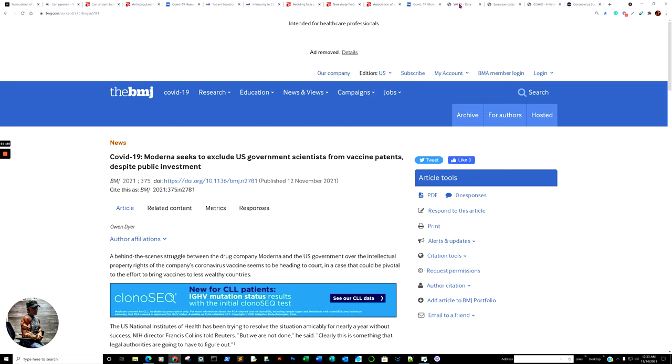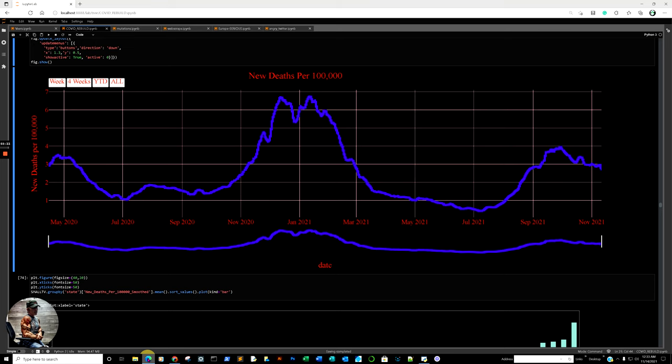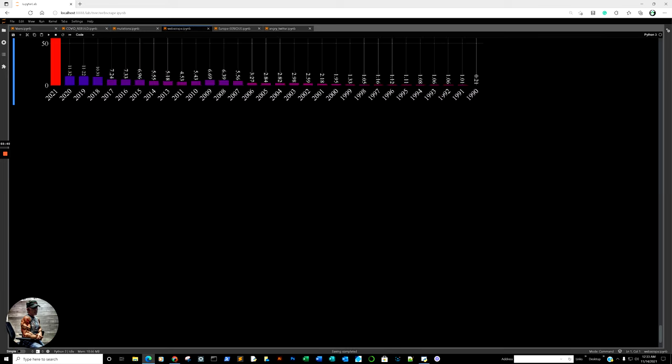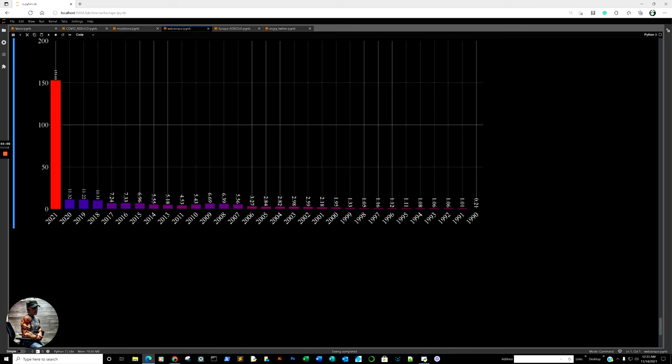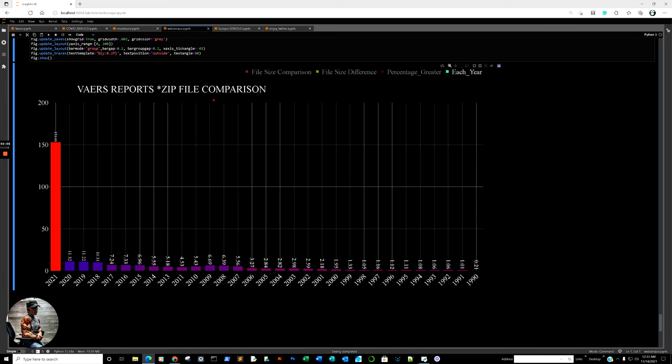All right, again, this is our VAERS data set. It's only reports to VAERS. Let's make a brief run through real fast. Here we go, let's go to our first part, our zip file size. We've been following this for a while, for those not familiar. There it goes, a VAERS report zip file size comparison.